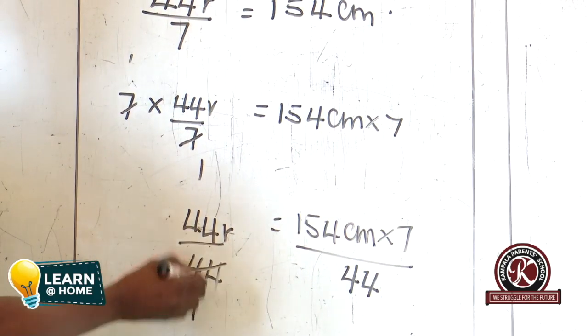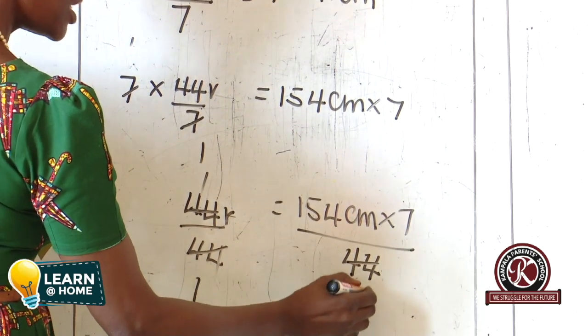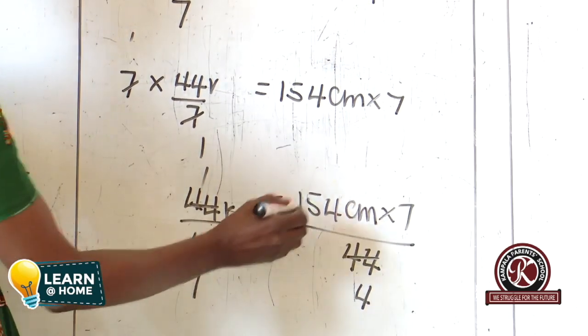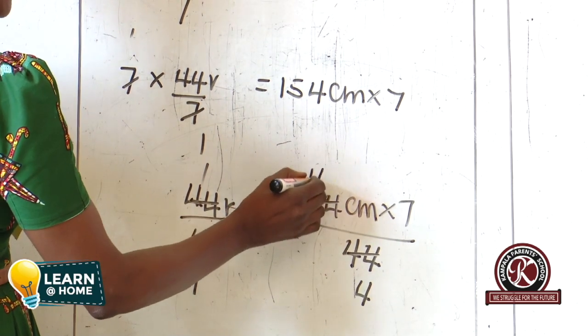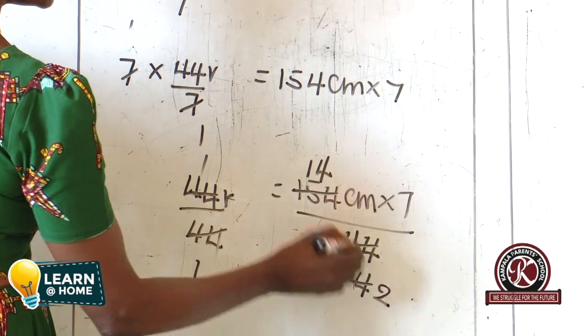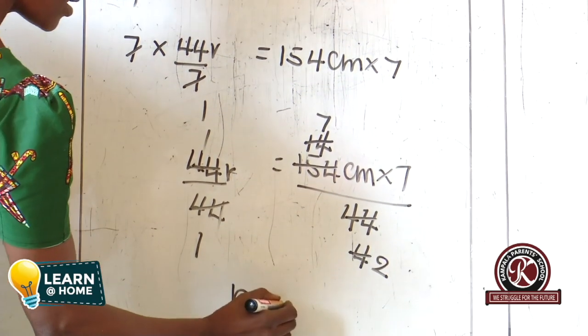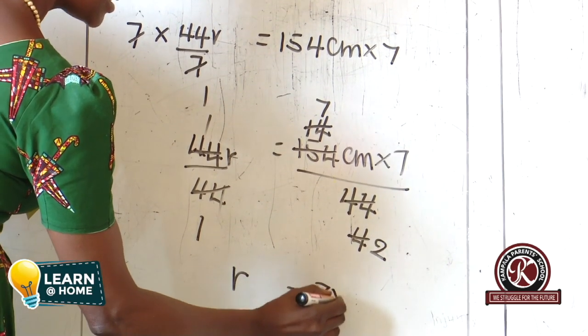That is the coefficient of r. So by 44 we get 1. By 11, Mutesi, we get 4. By 11 we get 14. By 2 we have 2. 2 here we get 7. So what is our r? R equals 7 times 7.